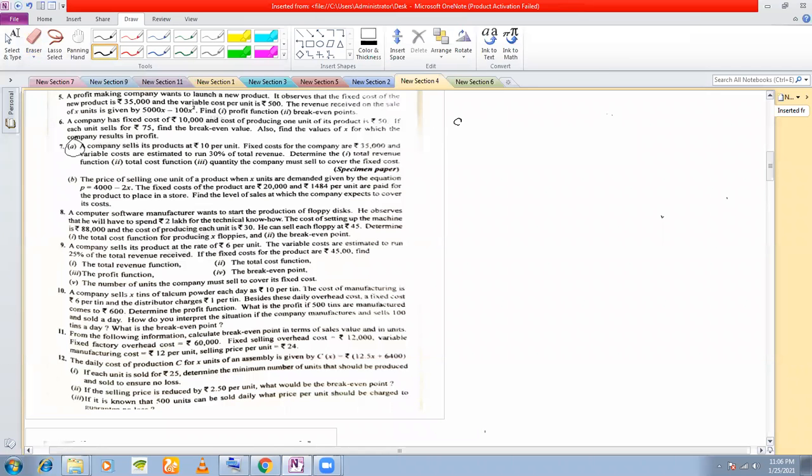Question number 9 here we shall solve. Let us read the question. A company sells its product at the rate of rupees 6 per unit. So given here is your price per unit. How much is the price per unit? Rupees 6 per unit. Let's not write rupees. Let's say 6 per unit.